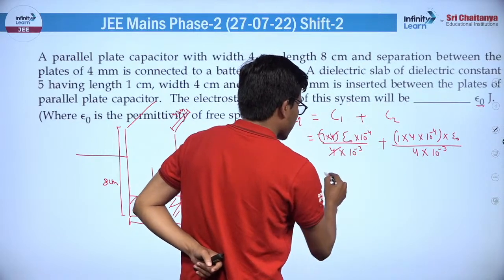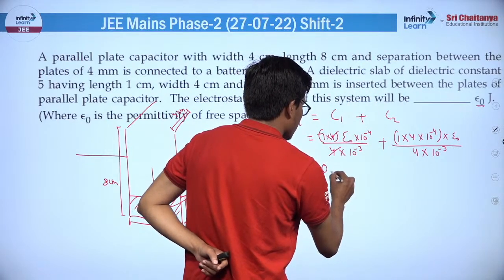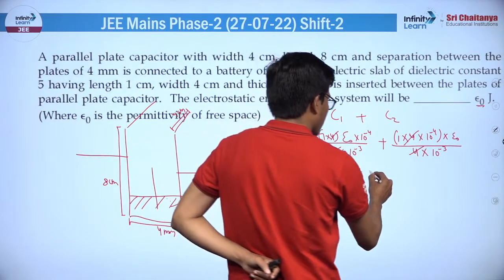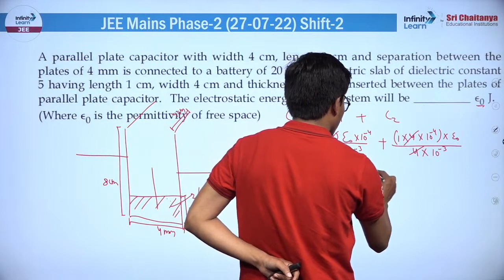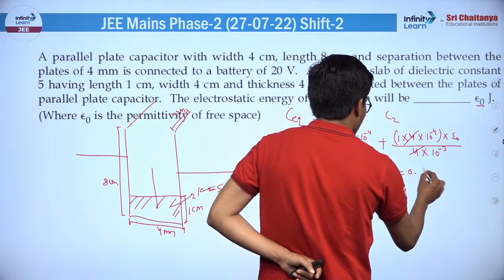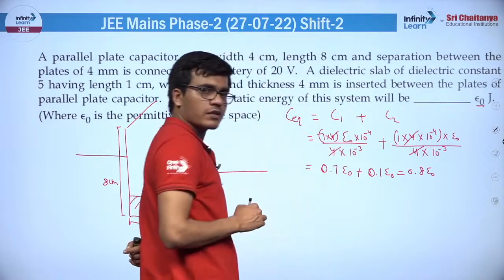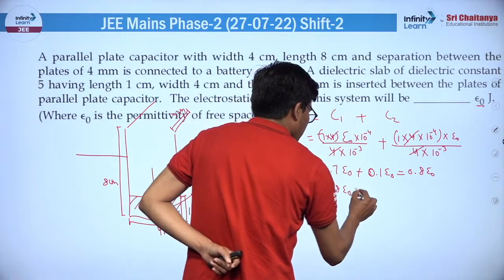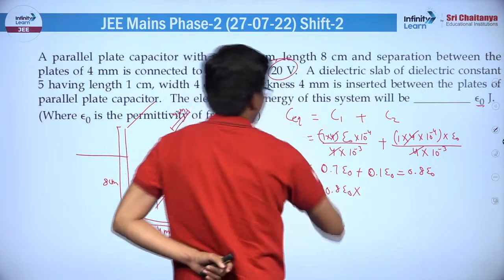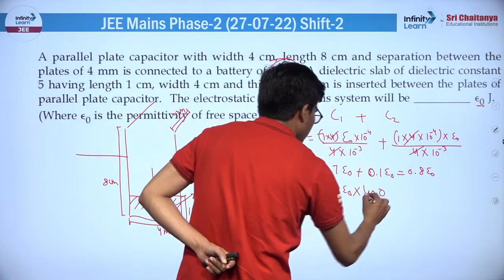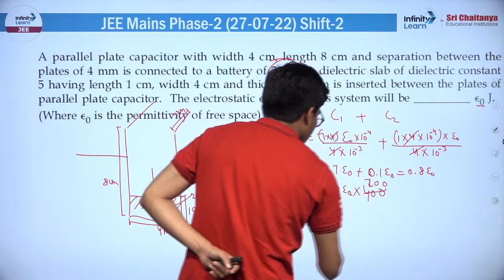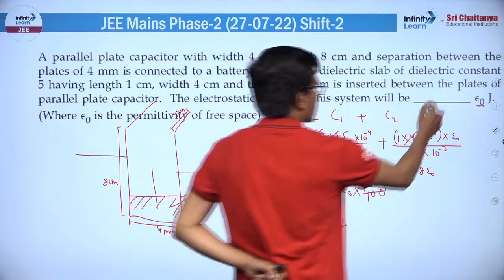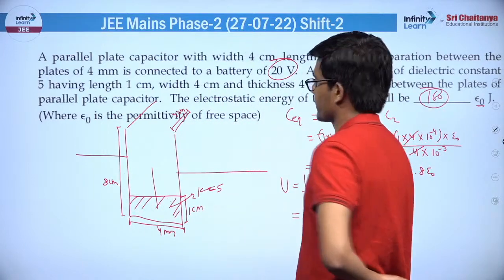All right, so just calculate it, because our final answer is also given in terms of epsilon naught. 4 and 4 will get cancelled. This will become 0.7 epsilon naught. 4 and 4 will get cancelled. This will again become 0.1 epsilon naught. So my C equivalent is 0.8 epsilon naught. So energy I can write as half C into V square, and V is given to you as 20, so its square will be 400, that means 200, that means 160 epsilon naught, so here it should be 160.